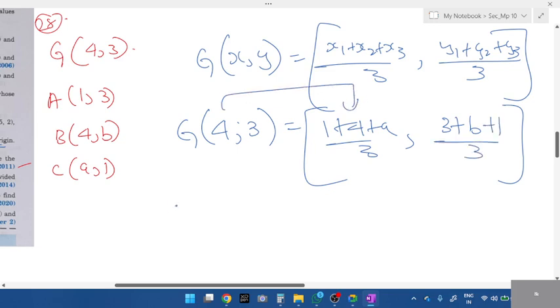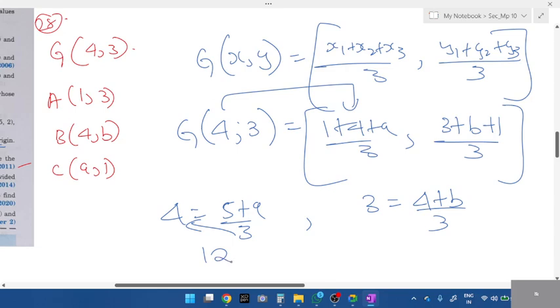Next. Compare this. 4 is equal to, what is 1 plus 4? 5 plus 6 divided by. Next. Okay, the 3s are. What is A? Okay, what is B? All of you understood? A and B value?